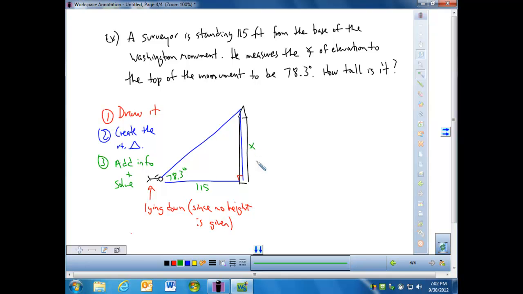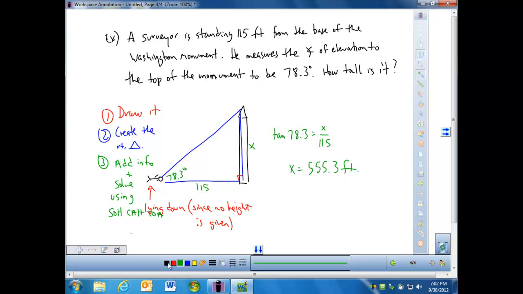Which trig ratio relates this? Well, if I have that angle, I have the opposite side, I have the adjacent side. If you remember SOHCAHTOA, that's going to be tangent. A lot of tangent ratios when you're doing angle of elevation problems. So setting that up, tangent of 78.3 equals opposite over adjacent. I can do tangent of 78.3 with my calculator, multiply that by 115, and you're looking at an answer of 555.3 feet.